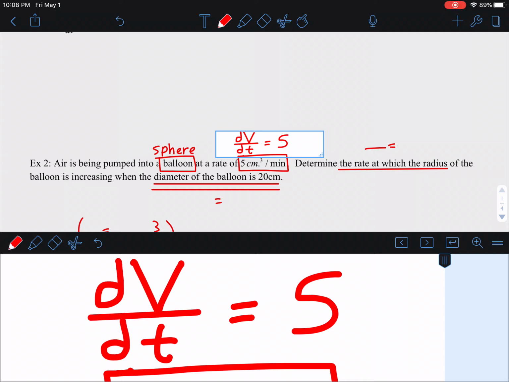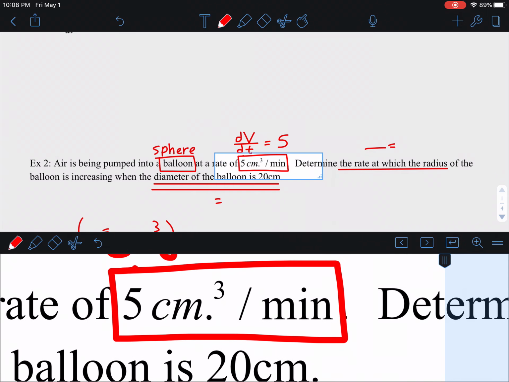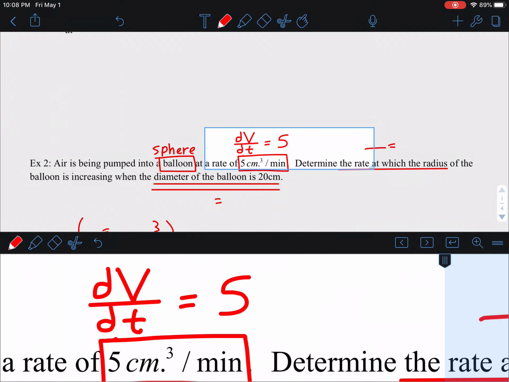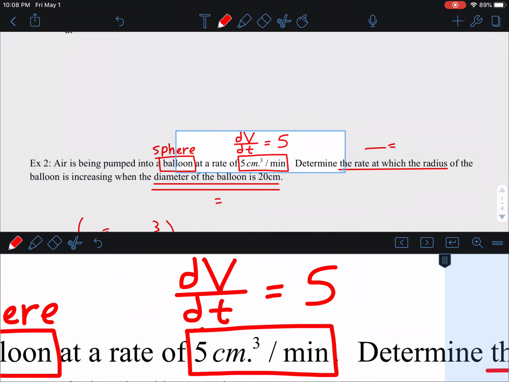There's some moment of time where the volume of this balloon is going to be changing at a rate of 5 centimeters cubed per minute. Later on, that rate of change is not going to be 5. It's going to be something else. But what we're talking about here is that at this moment, it is going to be 5, okay? And that's all we want to focus on for the rate of change of the volume.